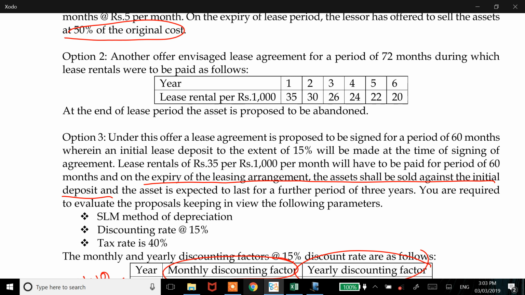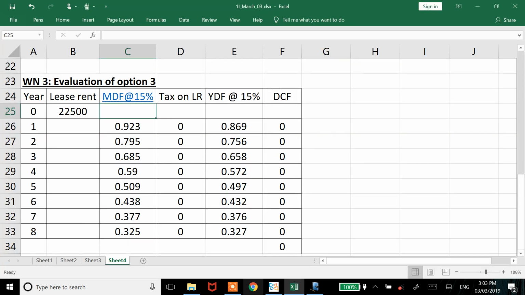So in year 6, 7 and 8, no lease rent, but there is going to be depreciation benefit. In years 1 to 5 you will pay lease rent and get tax benefit on lease rent. In 6, 7 and 8 you will claim depreciation and get tax benefit on depreciation. Clear? Any doubts on this? So we will start with year 0.